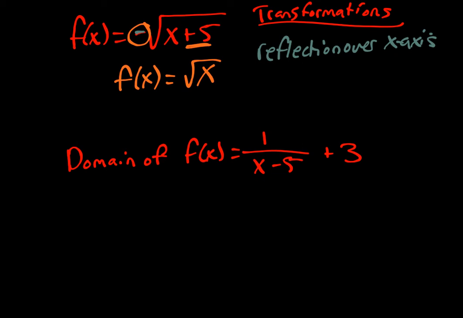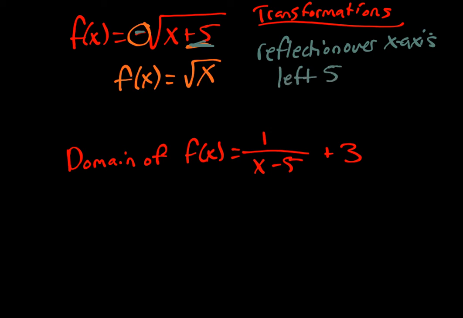Okay. So anytime you have a negative on the outside, if you had a negative inside, like next to the x, it would be a reflection over the y-axis, but you don't have to worry about that. And then the plus 5. Remember, inside means it's going left or right. So a plus 5 is actually left 5 because we do the opposite. If it was a minus 5, it'd be to the right 5. So remember, plus 5 is left 5.